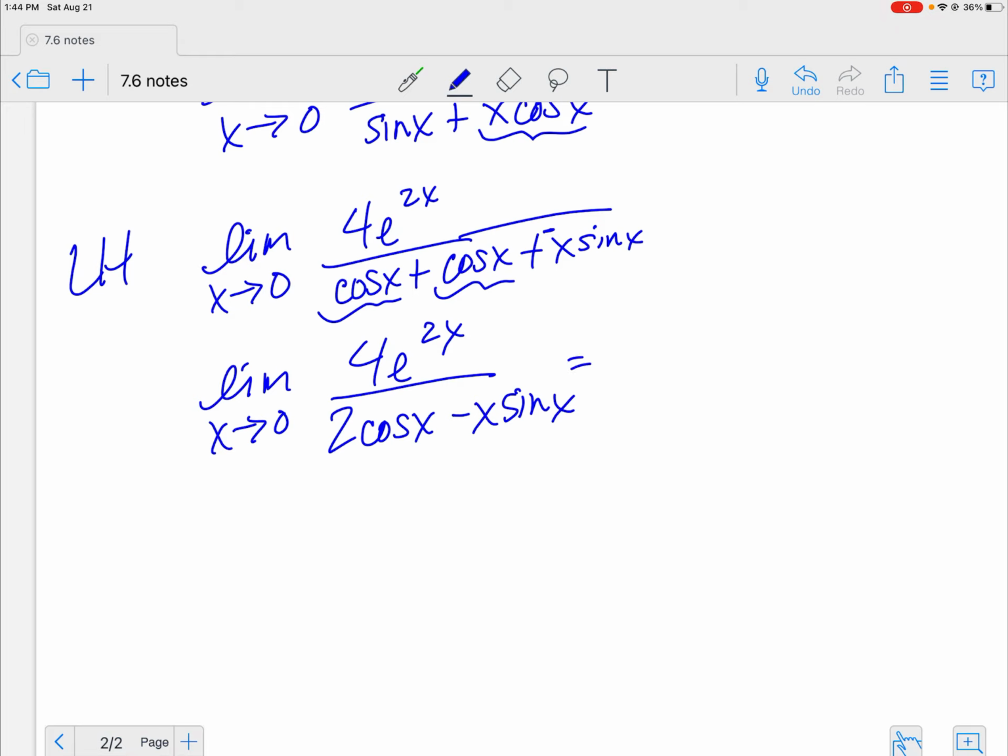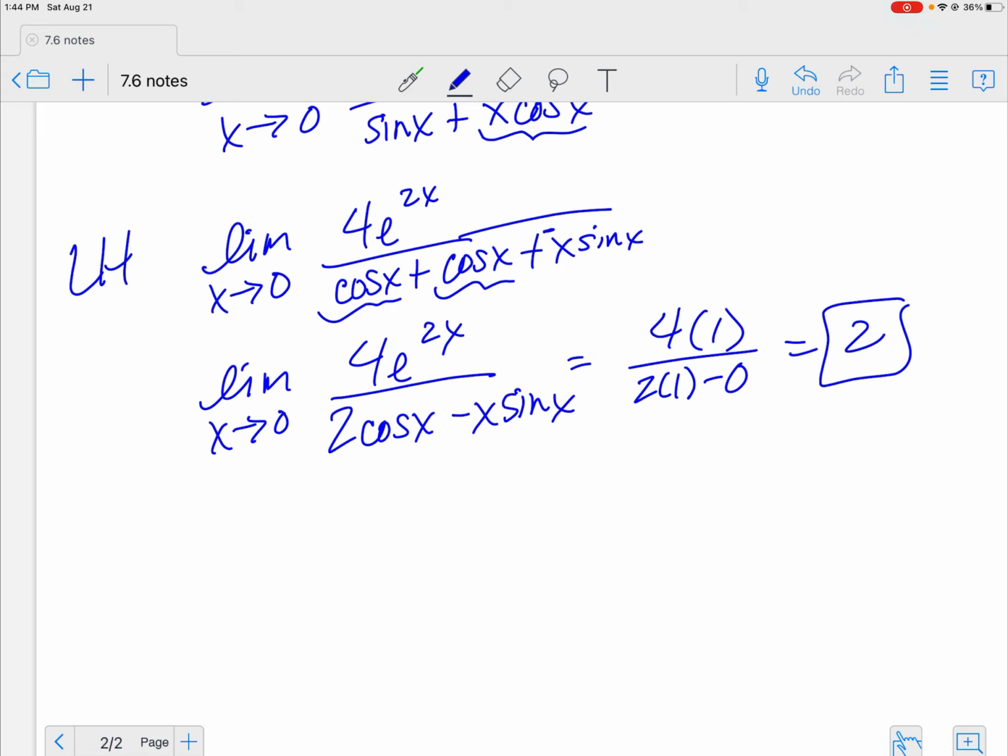Now, plug it in. This is 4 times 1, which is 4, right, on the top, e to the 0. So that'd be times 1, over 2 cosine of 0 is 1 minus 0. So my final answer is 2. You see that? Okay, so this is the Calc 1 concept here of L'Hopital, but we're using some of our Calc 2 derivatives that we just learned in order to pull that off. So that's pretty cool, right? Okay, let's do another one.